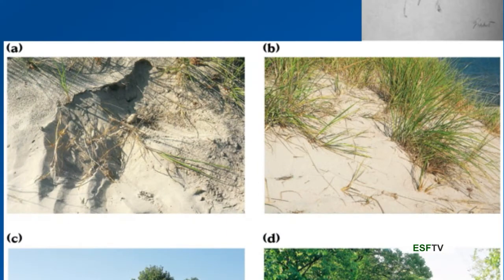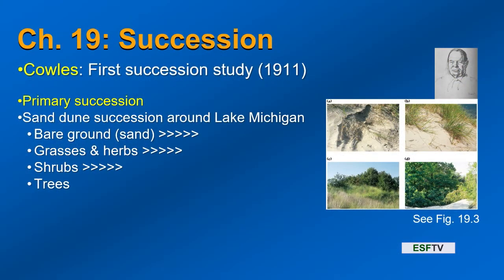I'm sure if you took a little probe and did some PCR analysis, you'd find there were bacteria in there. But for the most part, this is fairly novel land for colonizing. Whether it's a plant or bacterium, it's new. And so Cowles says, okay, sand dune succession around Lake Michigan, you start with bare ground, or in this case sand, moves into grasses and herbs. Eventually you get shrubs getting established and trees, right?